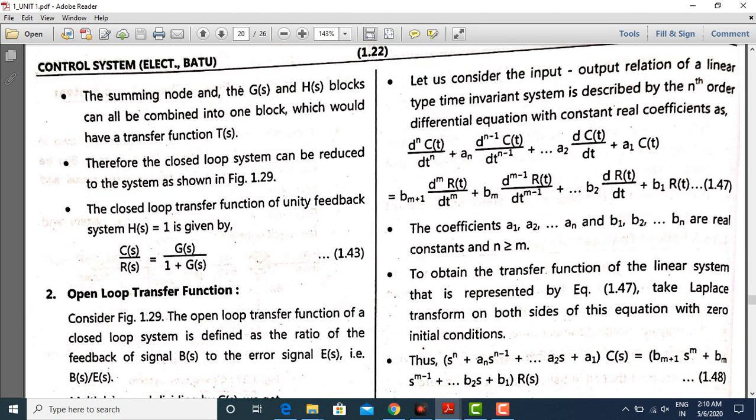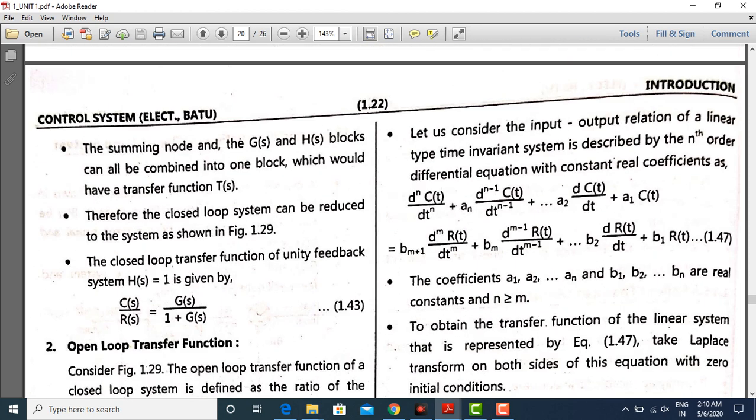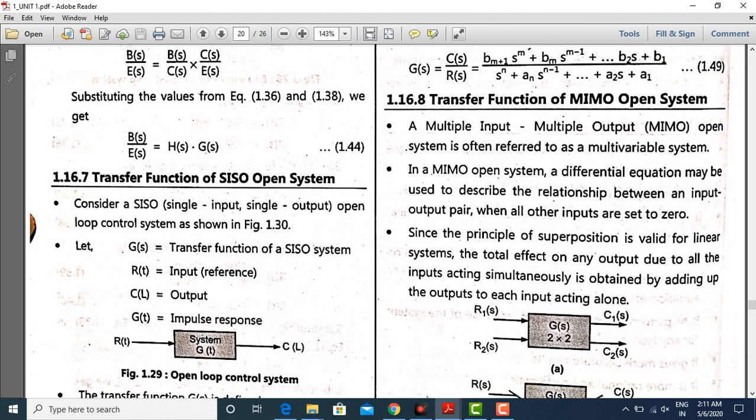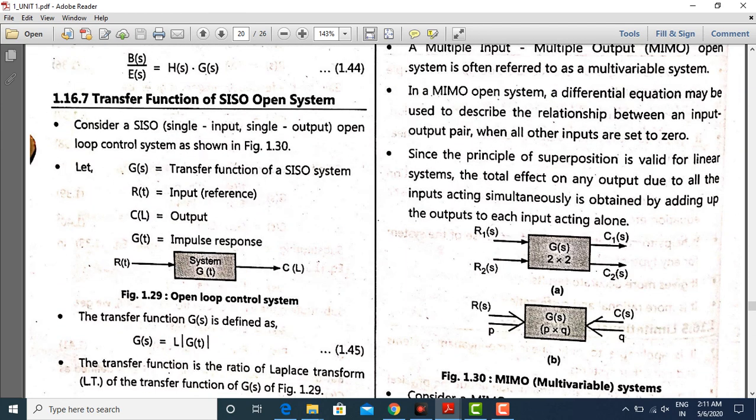Now to calculate the generalized form of the SISO system, let's consider an nth order differential equation. We can write the transfer function of the SISO system in this way also: b m plus 1 s raised to m, just decrease the power of s by 1 each time, up to b1 into s raised to 0, which means 1, upon s raised to n plus an s raised to n minus 1 plus, and so on, up to a2 s plus a1. This is the generalized form. You can remember this one or that one.